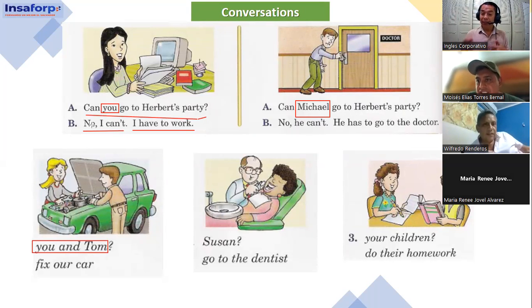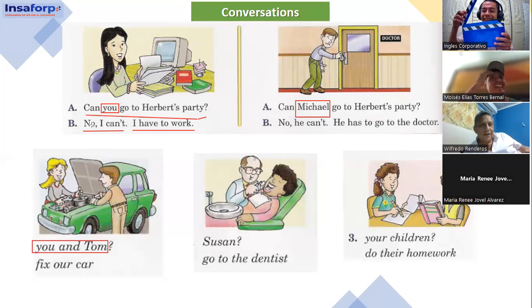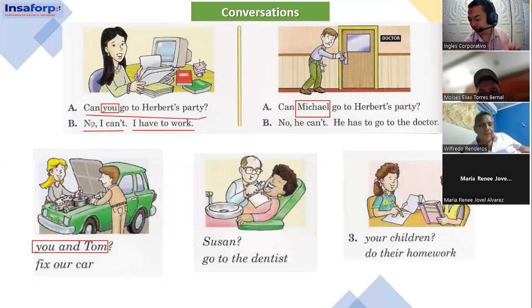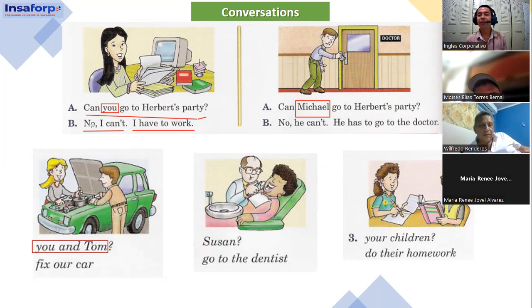Okay. And then the other sentence, we have to. Okay. Understand? Okay. Again, escena 227. Okay. Ready? Okay. Wilfredo, Herbert's party. Can you and Tom go to Herbert's party? No, we can't. Then we have to work. We have to work. Excelentoso.